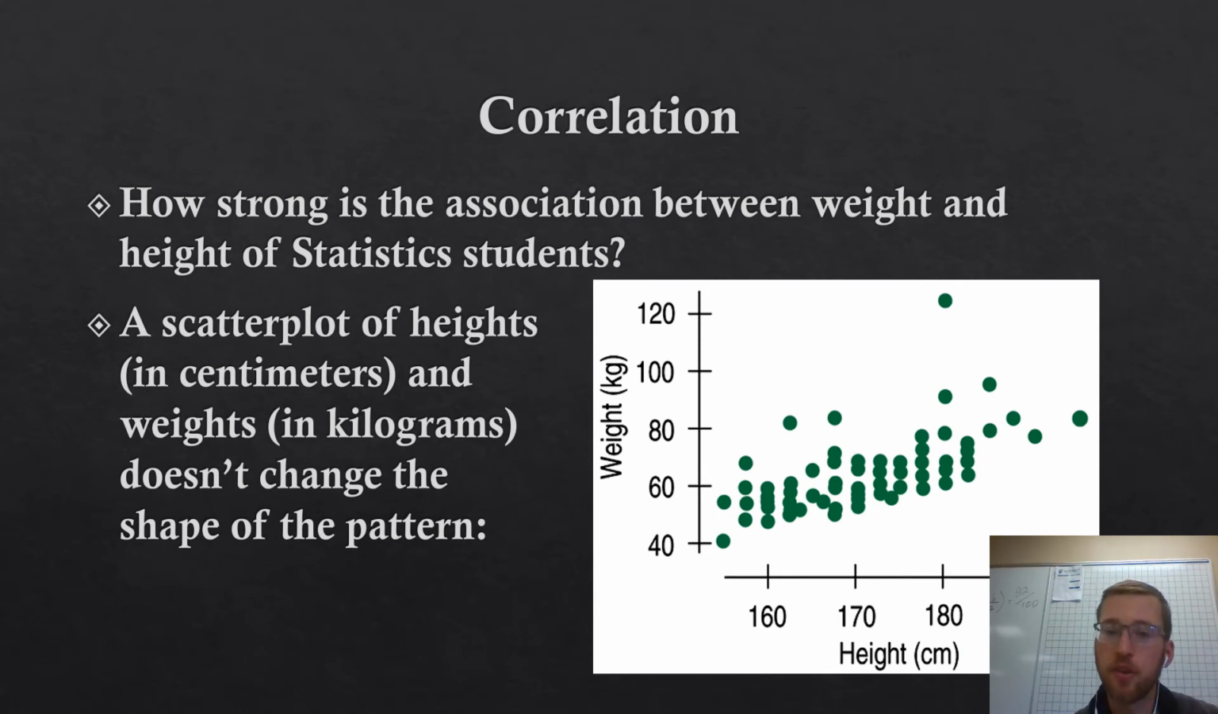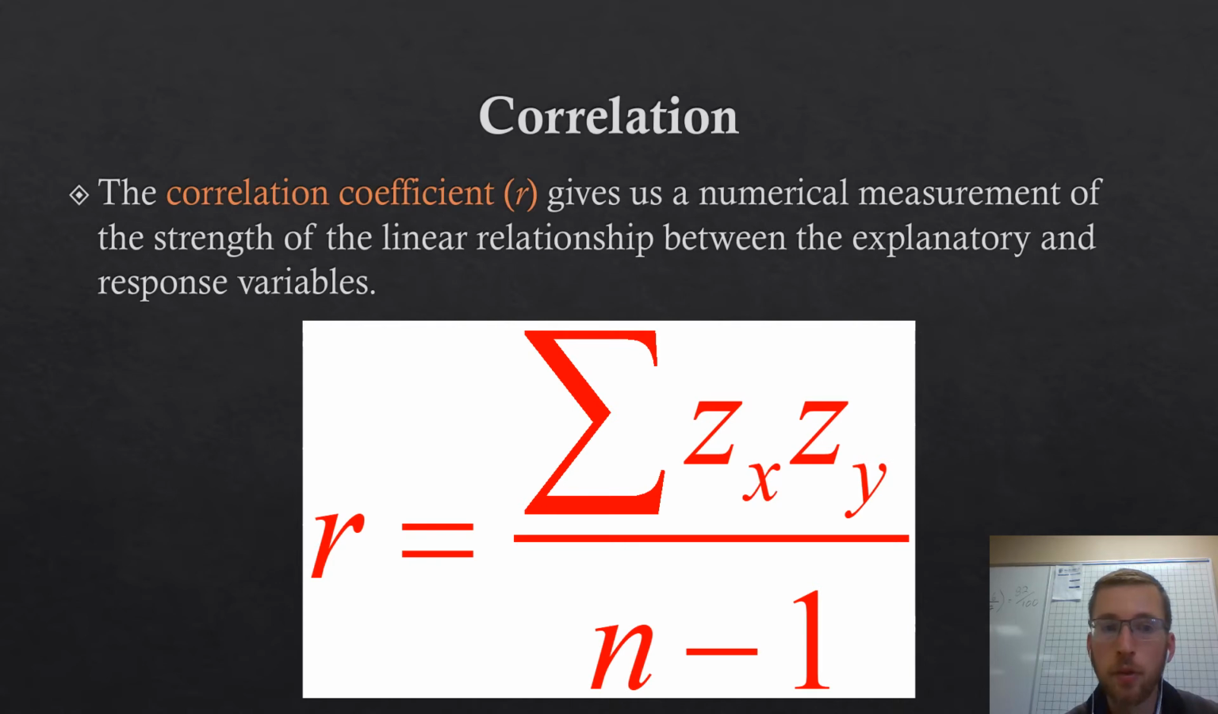So in my description, I talked about how we had a strong association here, but sometimes, a lot of the time actually, we want to quantify just how strong an association is. So is it stronger or less strong than what we've seen in the past? So where we get that number from is from correlation.